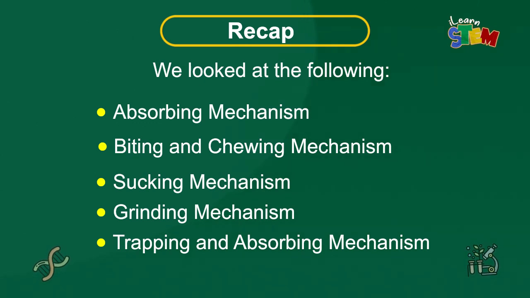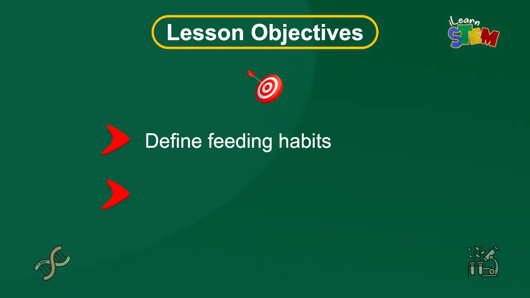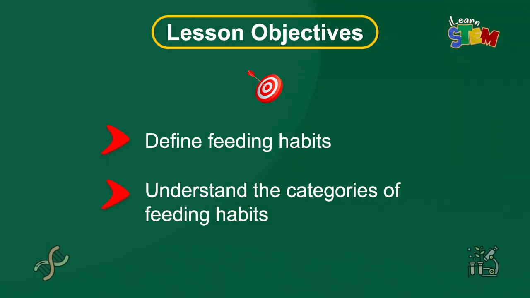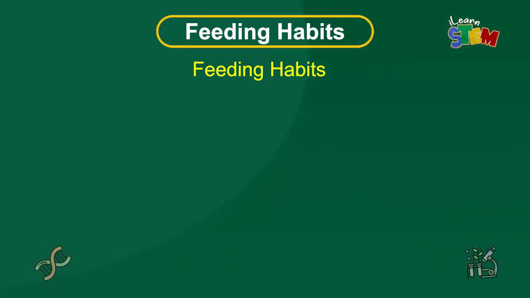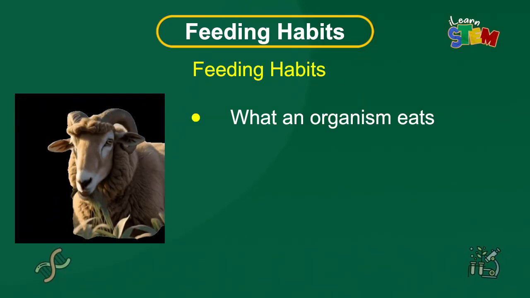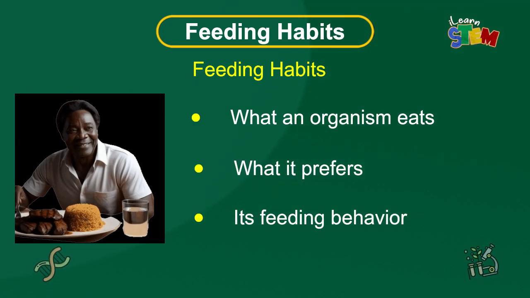First, let's see the lesson objectives. By the end of the lesson, you should be able to: 1. Define feeding habits. 2. Understand the categories of feeding habits. Now, let's explain the feeding habits. Feeding habits describe what an organism eats, what it prefers, and its feeding behavior.